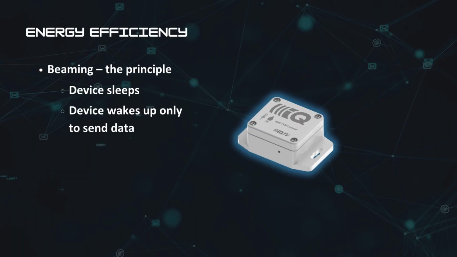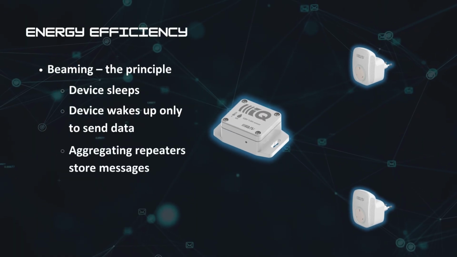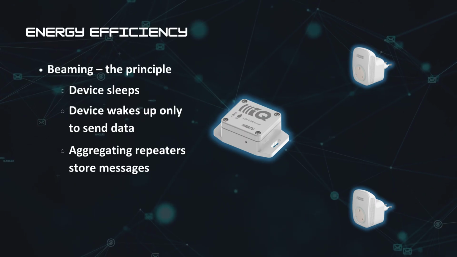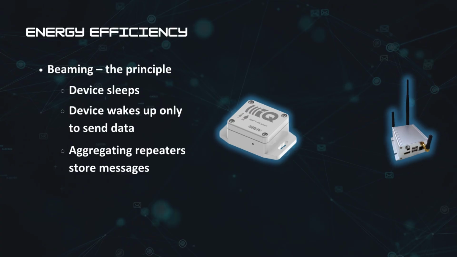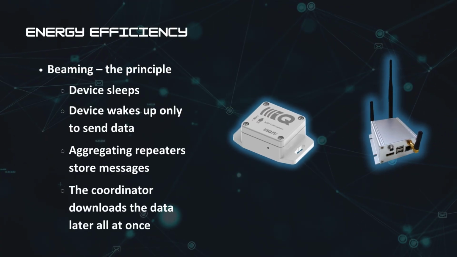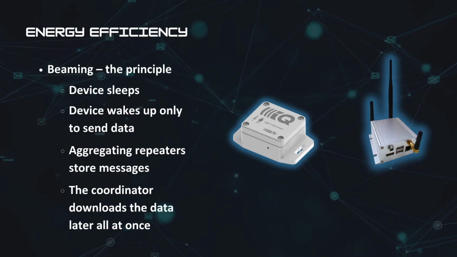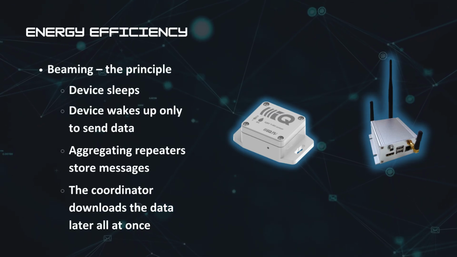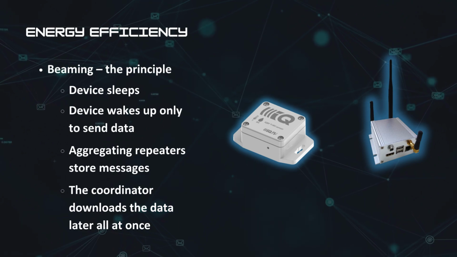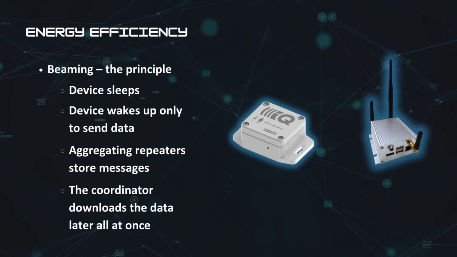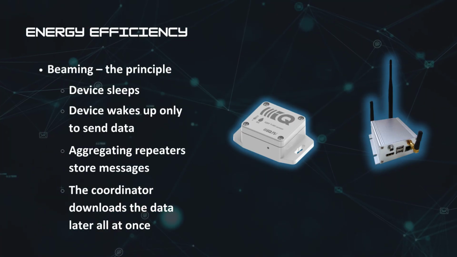The messages are remembered by other elements in the network, called aggregating repeaters, which are usually permanently powered. I see. And then, the main element of the network, the coordinator, which is at the gateway to the internet, regularly downloads all the data from those repeaters at once. So the sensor just beeps briefly, and the network takes care of the rest. Exactly. And thanks to that, the batteries last for years, sometimes even decades, which greatly reduces maintenance costs. You don't have to keep changing batteries in hundreds of sensors.